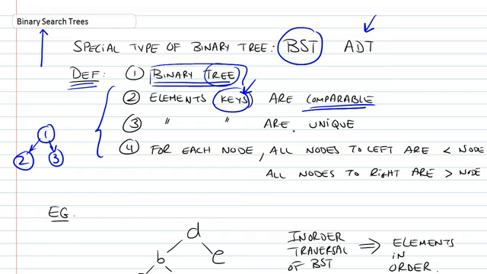All the elements in the tree, all the keys, are unique. We cannot have two same elements in the same tree.